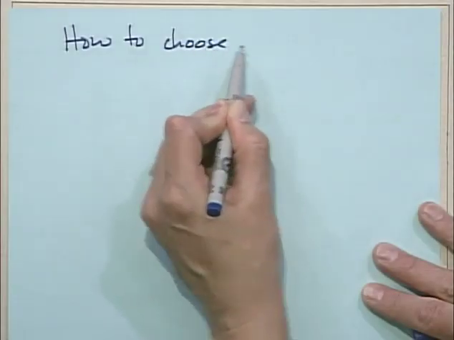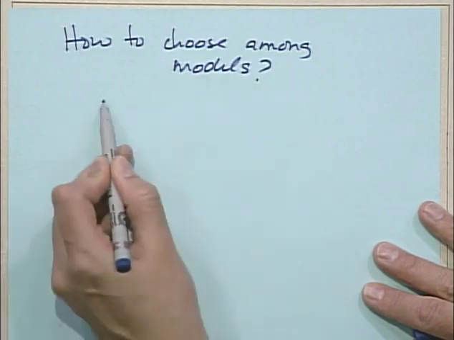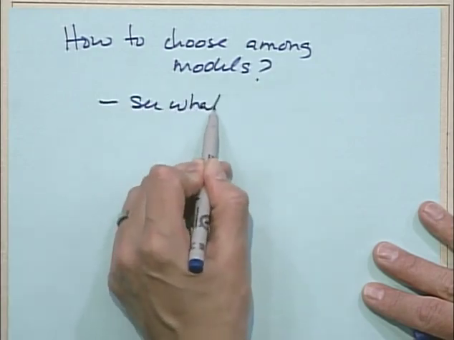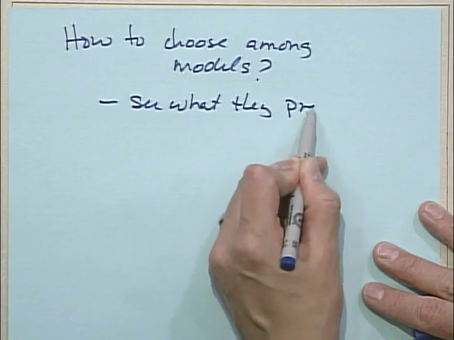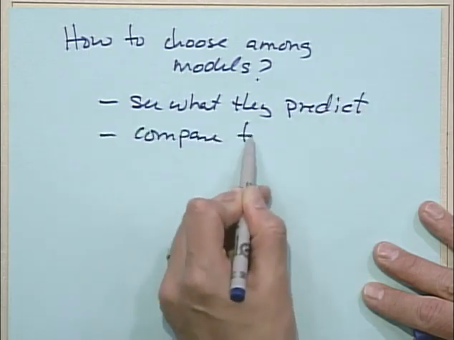So how to pick among them? The only way to pick among them is to know what they predict and compare that to how data actually behave. See what they predict, compare to real data.